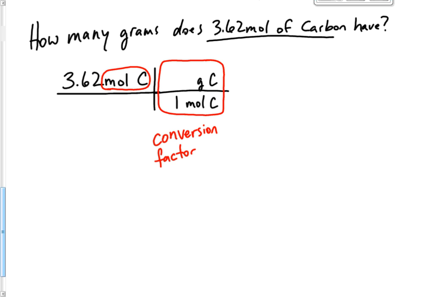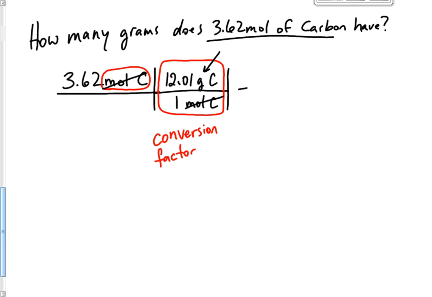And we look at our periodic table. So we have 12.01 grams in 1 mole. That is our conversion factor. Now we treat this like a math equation, and we divide everything that can be divided. So moles of carbon and moles of carbon can be divided out, and we are left with grams of carbon, which is what we want.